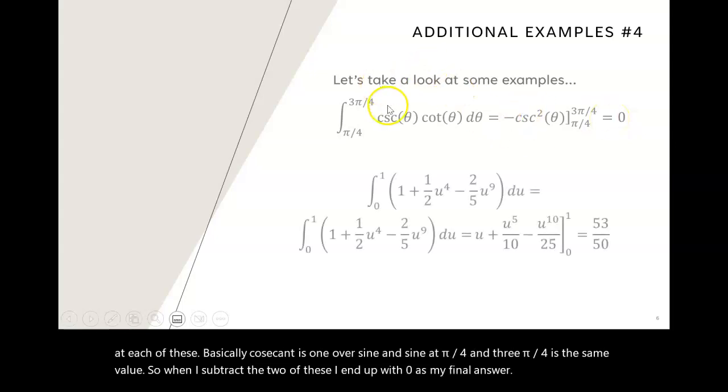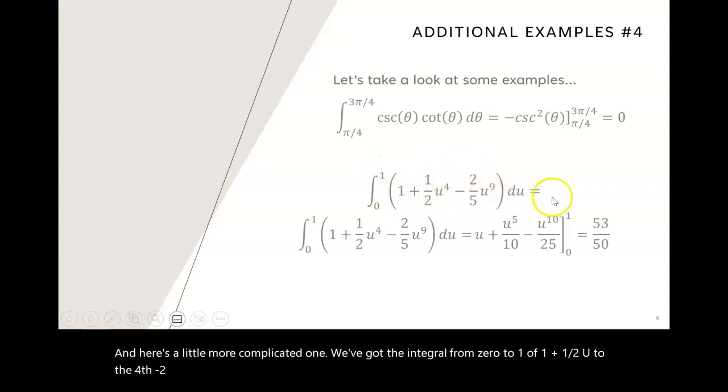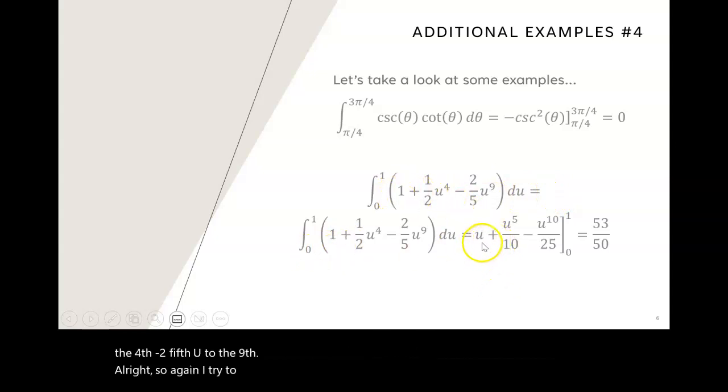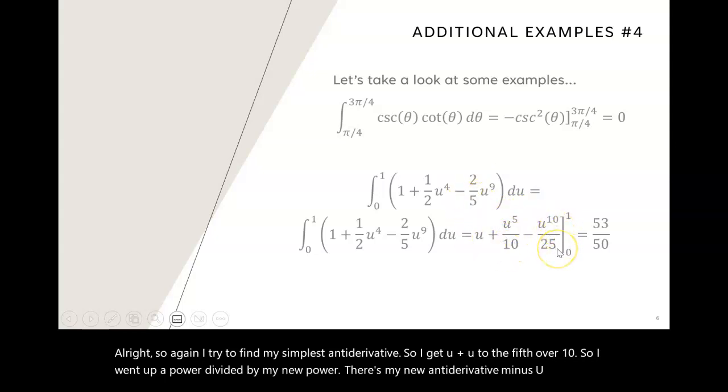And here's a little more complicated one. We've got the integral from 0 to 1 of 1 plus 1/2 u to the 4th minus 2/5 u to the 9th du. All right, so again, I try to find my simplest antiderivative. So I get u plus u to the 5th over 10. So I went up a power, divide by my new power. There's my new antiderivative, minus u to the 10th over 25.